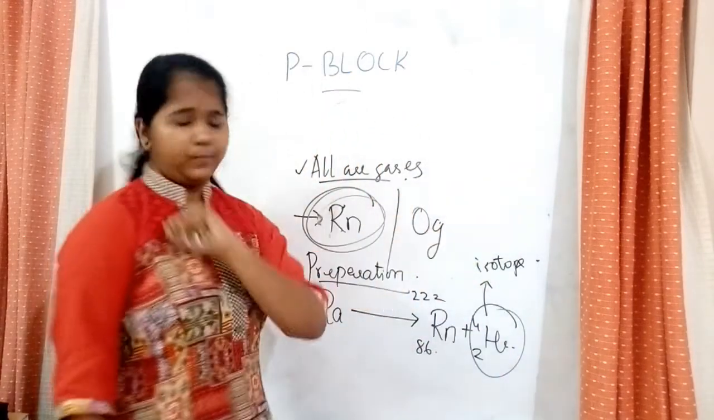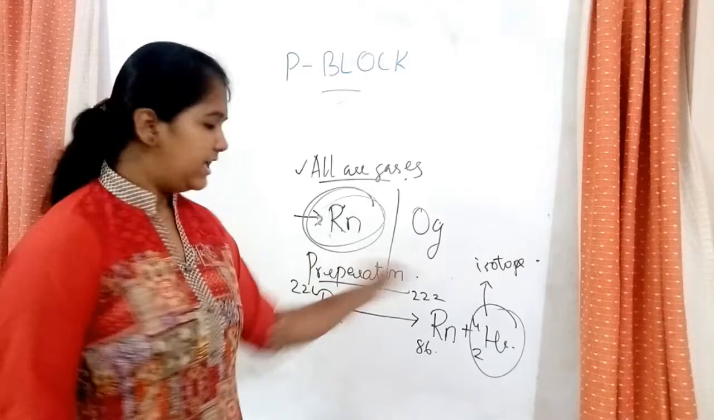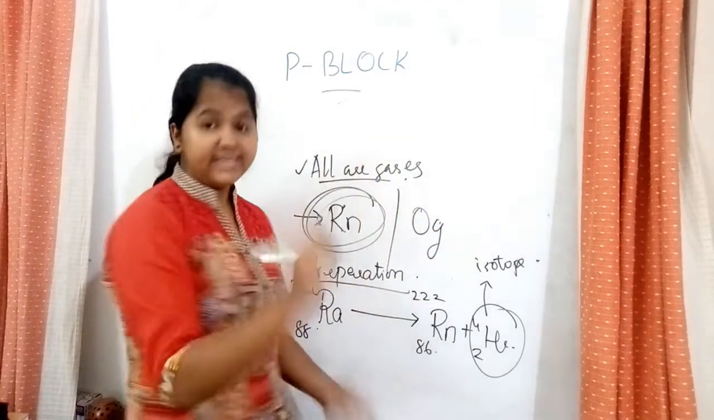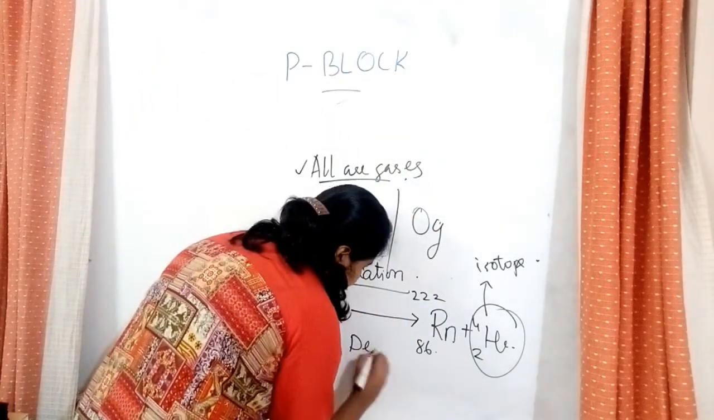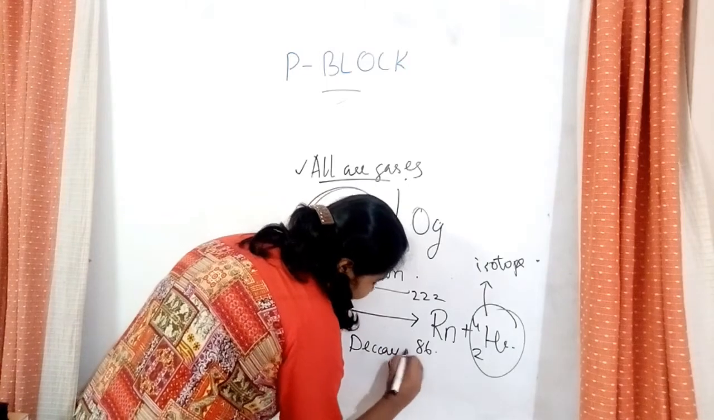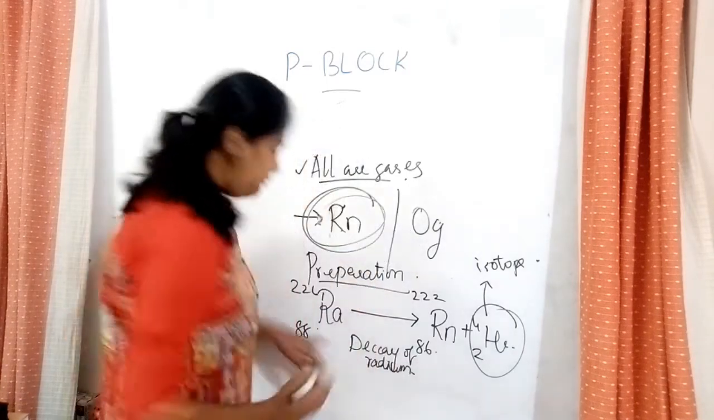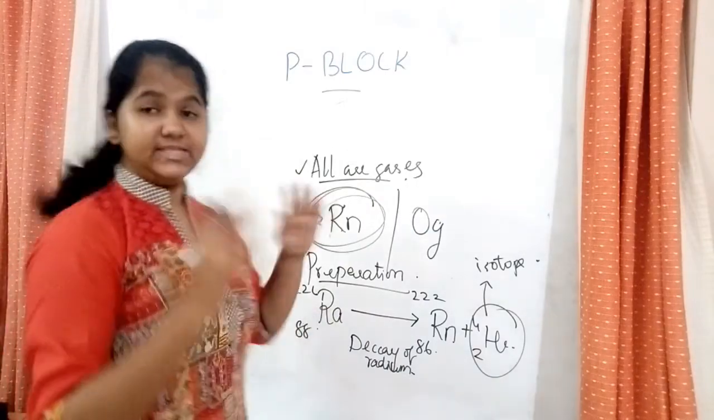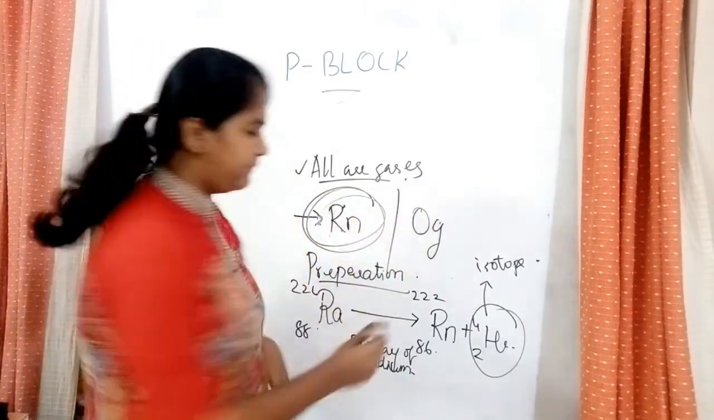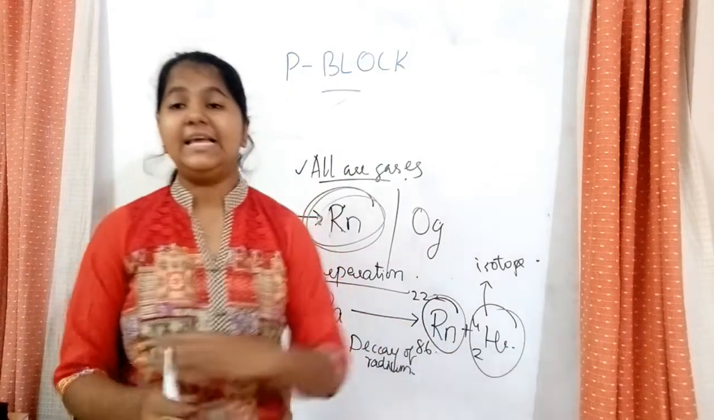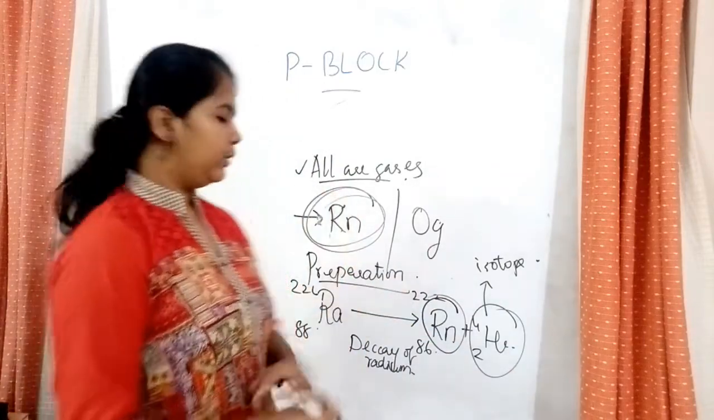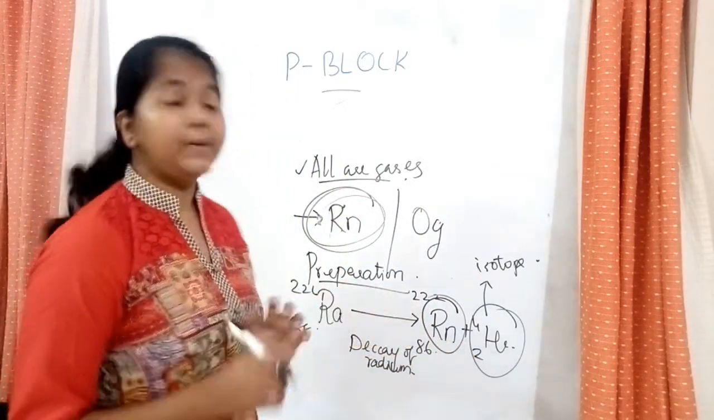Okay. So, what is happening over here? Here there is a decay of what? Decay of radium. Am I right? Decay of radium is happening. Radium gets split and forms into what? Radon and helium-4. Okay. So that is what is happening for the preparation of radon.